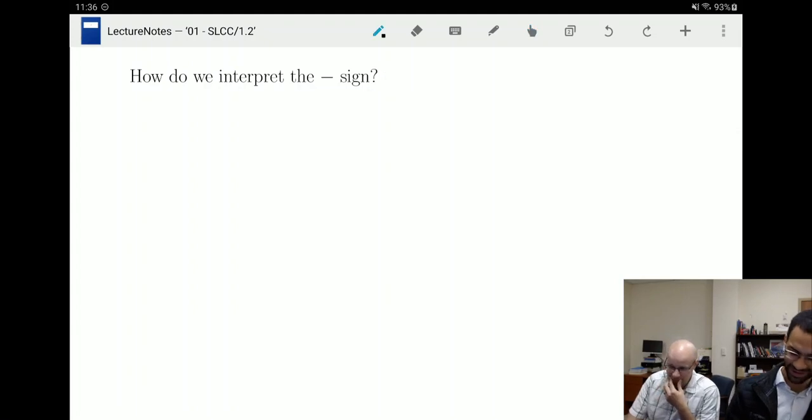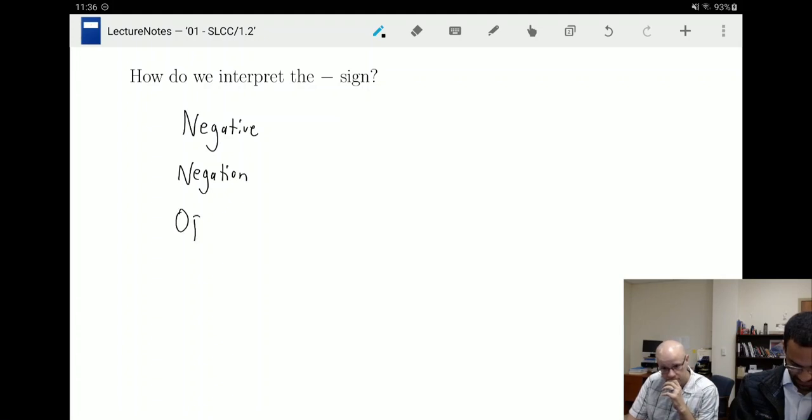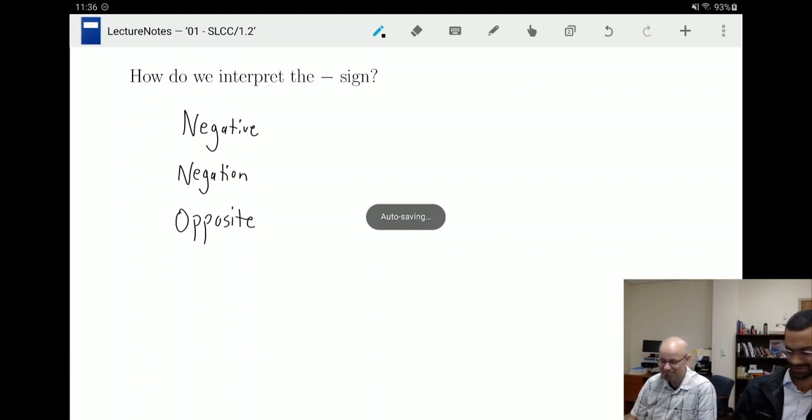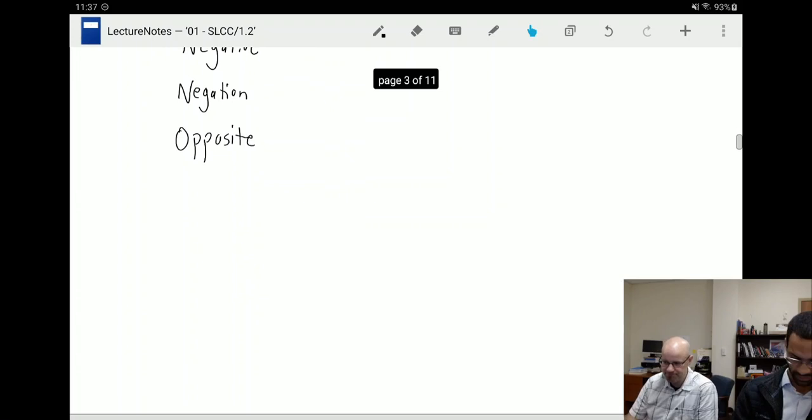So how do we interpret the negative sign? There are different ways to think about it that help us work through our problems. I like to think of negation and opposite. Negative, negation, and opposite. If you consider those words, navigating through the problems is a little bit easier, at least thinking through what the problems are saying. So let's get to some problems.